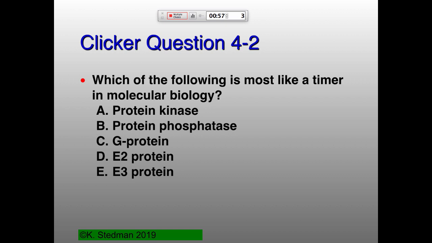More questions about proteins before I ask you one? Okay. Which of the following is most like a timer in molecular biology? Protein kinase, protein phosphatase, G protein, E2 protein, E3 protein. And if we get more than 80%, we can move on immediately after this.